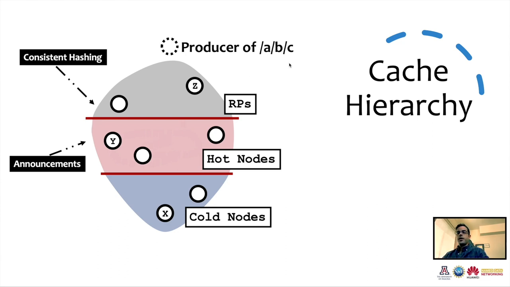So the nodes at this tier, like node Y, believe that the contents under this namespace are popular and hot in the network. The rest of the nodes within one partition which are not RP or hot are considered cold nodes. So based on this hierarchy, we can see that each node in one partition offers a different level of guarantee of content availability in their cache for a given namespace. And it's the job of a forwarding strategy to incorporate this information and choose which node in this hierarchy provides the highest content retrieval performance to retrieve specific content.